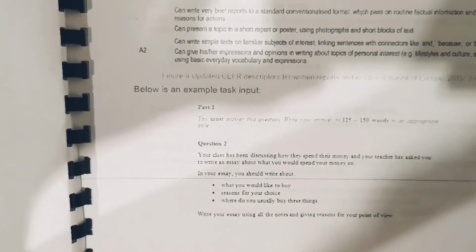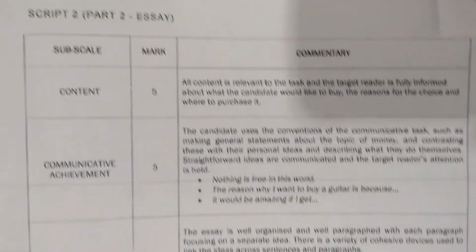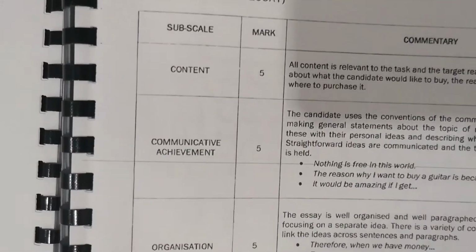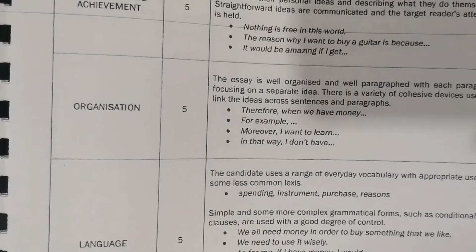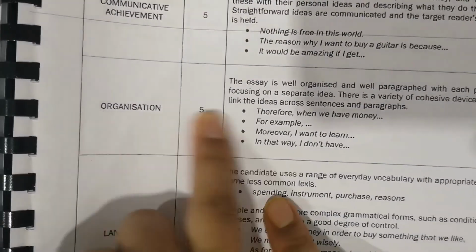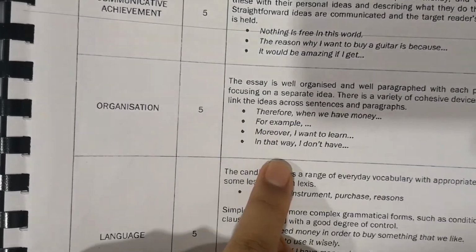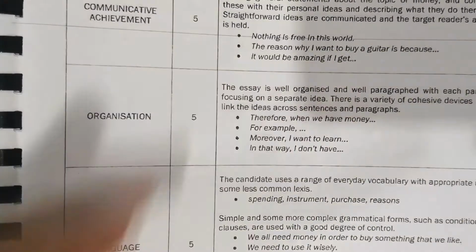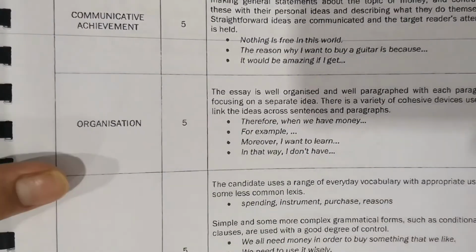Okay, so in your essay you should write about what you would like to buy, reasons for your choice, and where you usually buy these things, and write your essay using all the notes and giving reasons for your point of view. Okay, so for part 2, it's basically the same with content, communicative achievement, organization, and language. But I want to show you, okay, in terms of your organization of the cohesive devices used, you can use therefore, for example, moreover, in that way. Okay, so explaining and connecting the sentences well, connecting the ideas well. Okay.